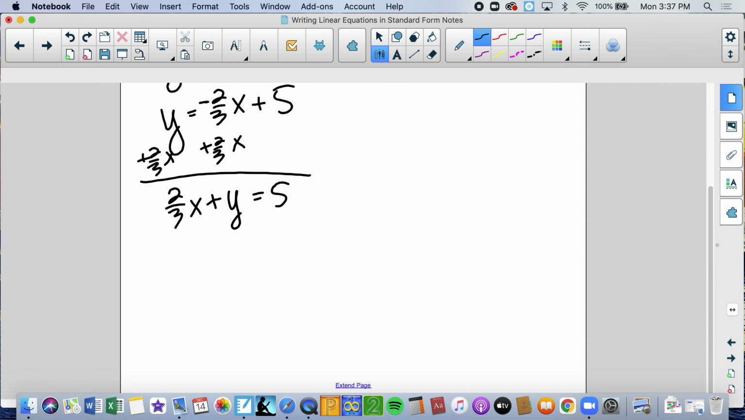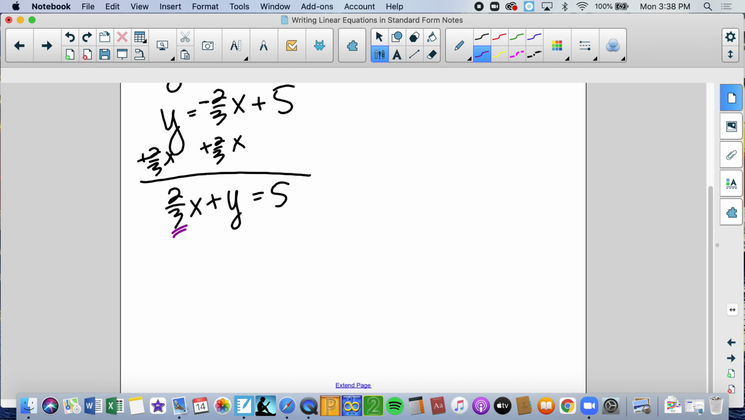5. Now, again, many students would leave it at that and go, yes, that's standard form. But remember, standard form, my a, b, and c need to be integers, meaning I can't have fractions. So I have this fraction that I have to get rid of. And the thing that makes it a fraction is the denominator. Students make a mistake and multiply by the reciprocal. That is not the solution, because that just puts the fraction on the y and the 5. So that's not going to help you. I just need to get rid of this 3 in the denominator.